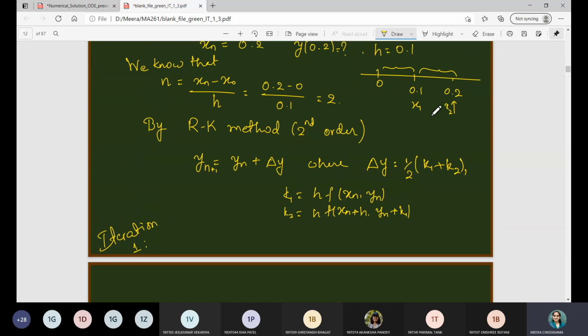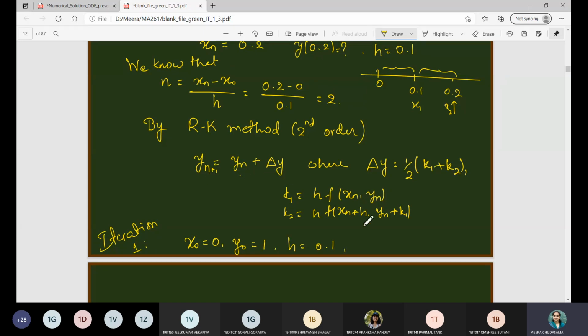I have just written x1 and x2 over here, right? So when I consider the first iteration, I will require x0, which is 0. I will require the y0 value, which is 1. I will require h, so it is 0.1, and n is equal to 0, right? Here, when we consider y1, the first approximation, this is y0 plus delta y.